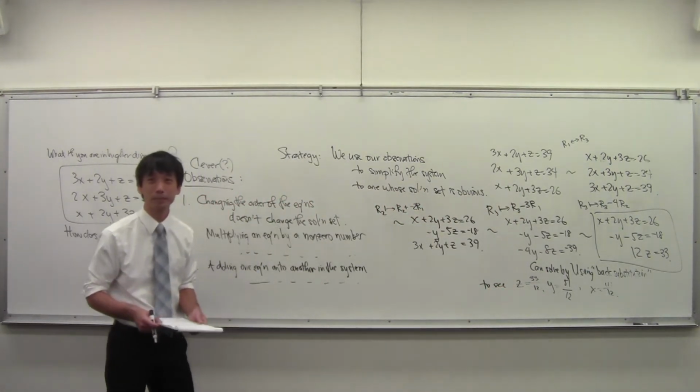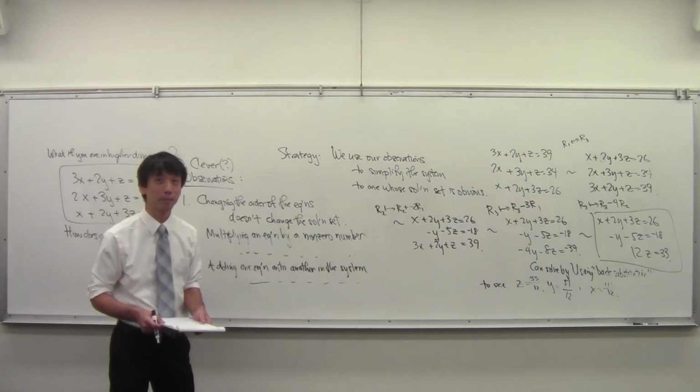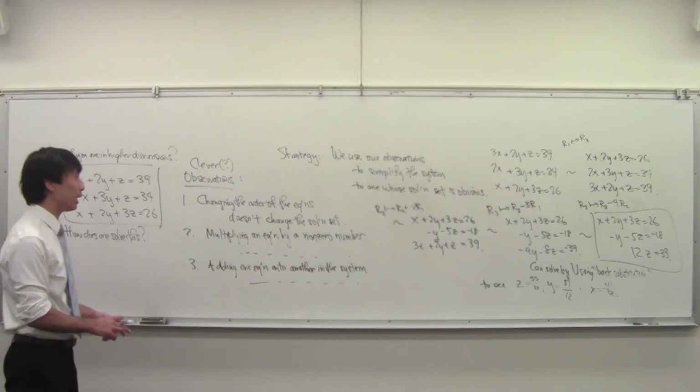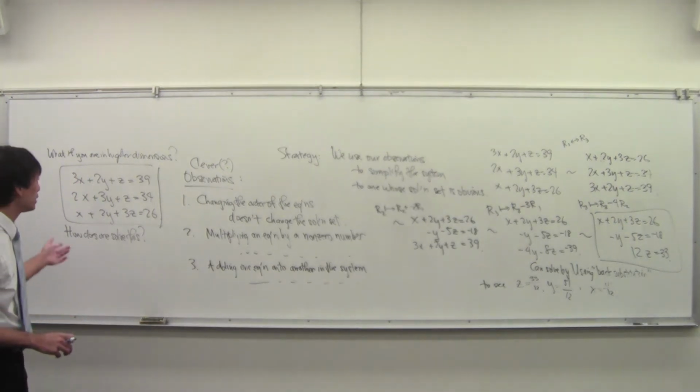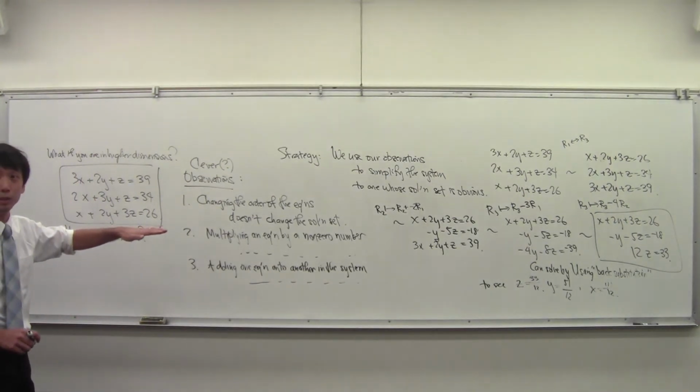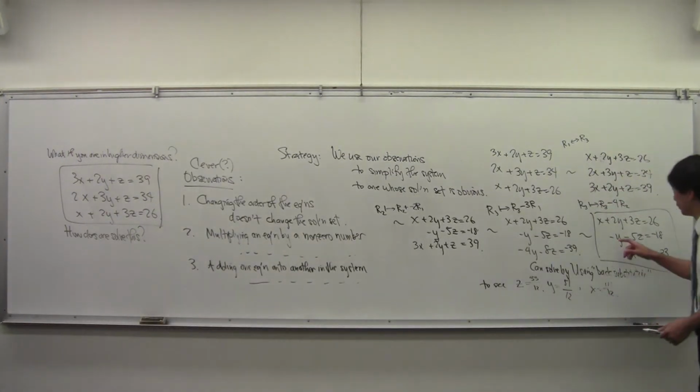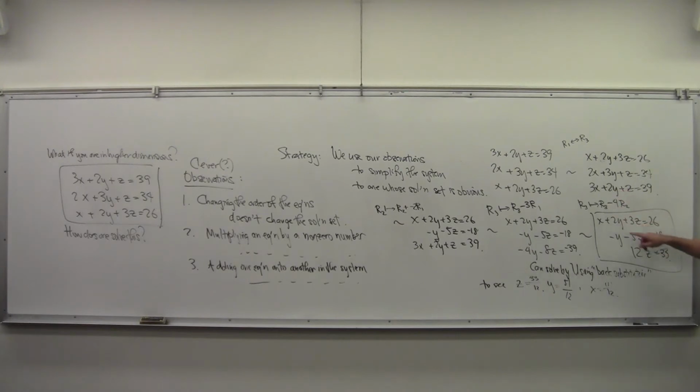Yes, Lizzie? Could you do this with more than 3 variables? Yeah, you can. It may not work out so simply. In this case, we got one solution, and the reason is that our system reduced to this triangular form, what's called a strictly triangular form.